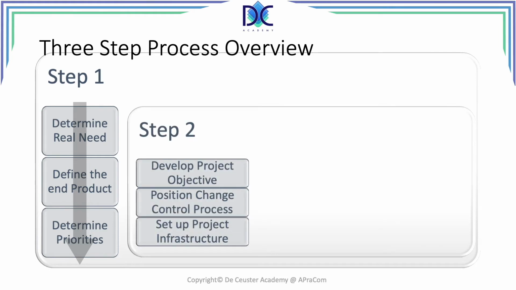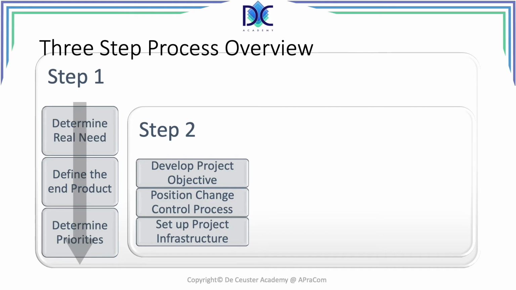Step 2 contains 3 steps that can be completed in parallel. The first one is to develop the project objective, which is in fact the core part of the charter. Here we will describe in specific and short terms, without any technical jargon, what the project is about. We describe the goal of the project and its reasons by including the terms why, how, for whom, by when, and how much. The second step here is the change control process.